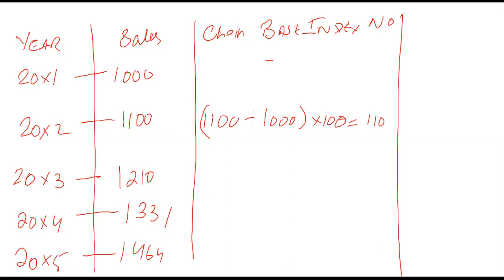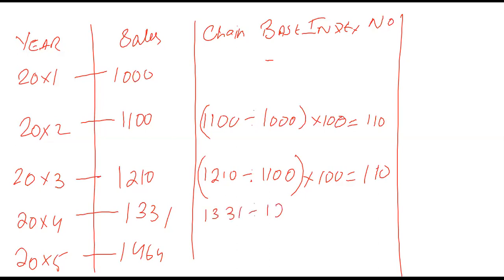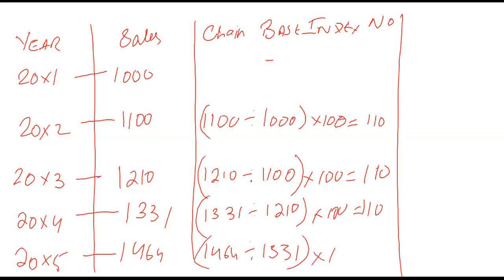Now remember, this is chain base index number. So this year's value is 1210 divided by 1100 multiplied by 100, and I'll be getting an answer of 110. Again, 1331 divided by 1210 multiplied by 100. Again, I'm getting an answer of 110. And last is 1464 divided by 1331 multiplied by 100. I'll be getting an answer of 110.